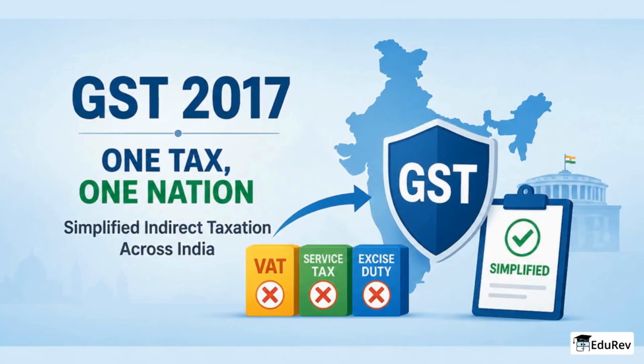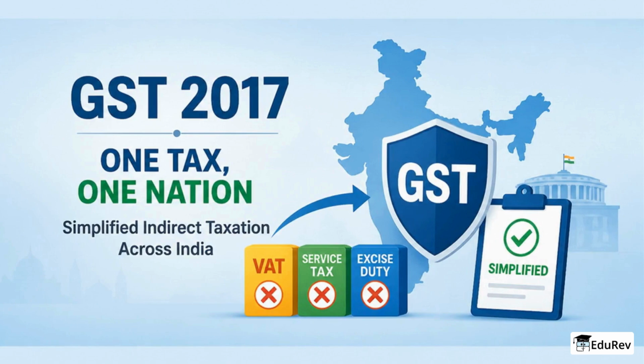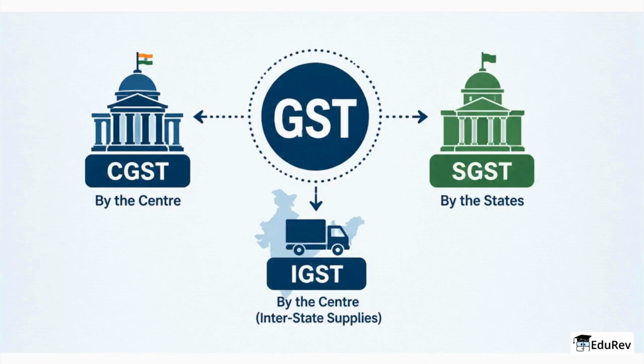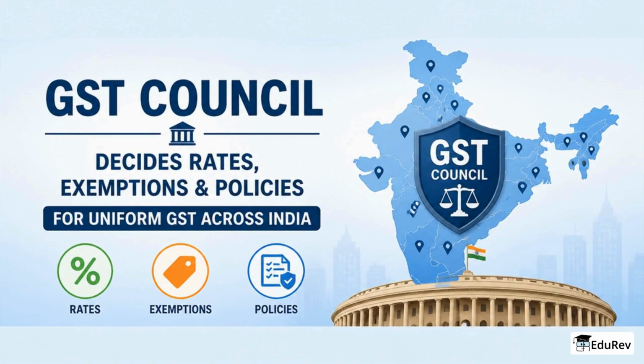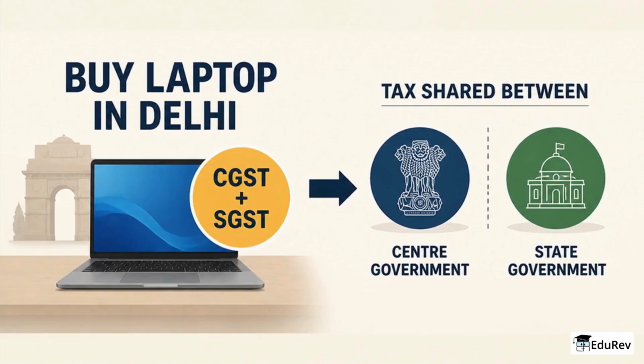GST was introduced in 2017 as a unified indirect tax, replacing VAT, service tax, and excise. It simplified indirect taxation across India. GST has a dual structure: CGST collected by the center, SGST by states, and IGST handled by the center for interstate supplies. The GST Council, a constitutional body, decides rates, exemptions, and policies to keep GST consistent across states and union territories nationwide today. Example: if you buy a laptop in Delhi, you pay CGST and SGST. The tax collected is shared between center and state government.